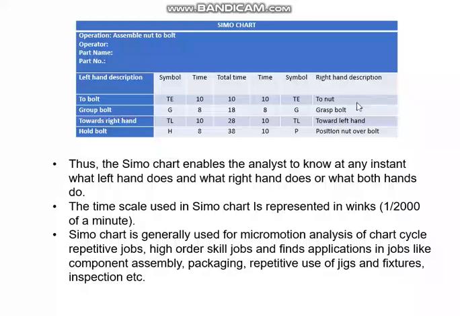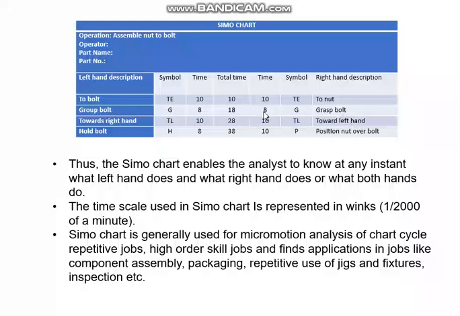Okay, here it should be nut. Some mistake here, typing mistake. So this is holding, this is grasping the bolt, and this is grasp. Oh, here grasp is also mentioned. It is not group, it is grasp the bolt, it is grasp the nut. Okay, this is G. And how many wings are required?